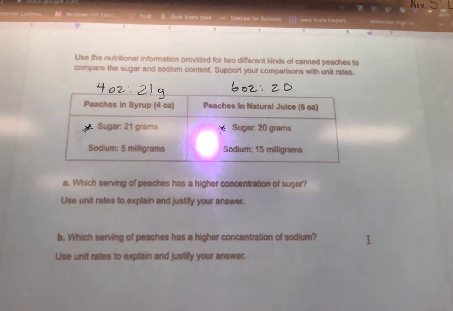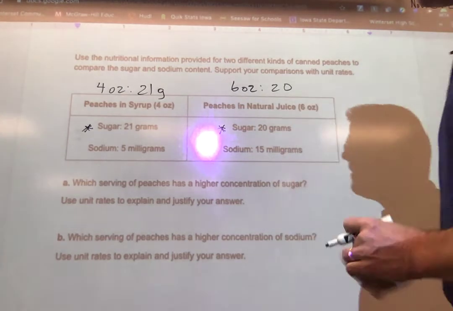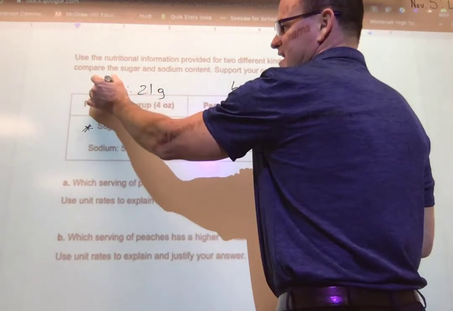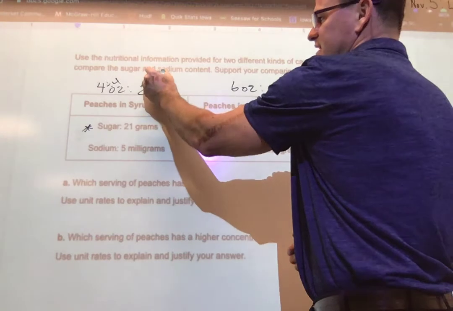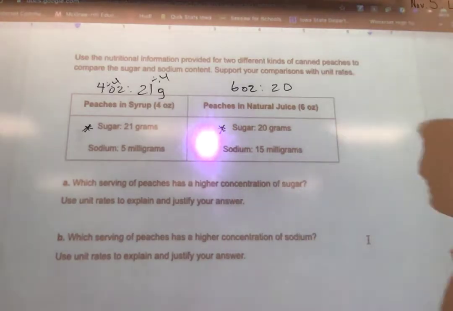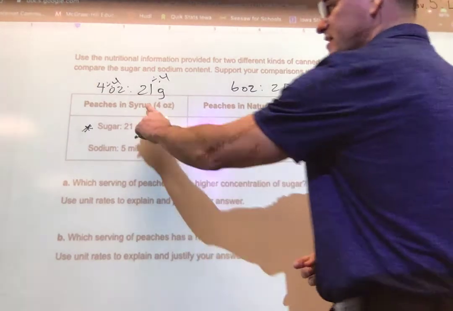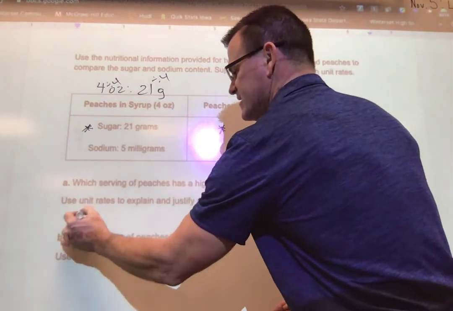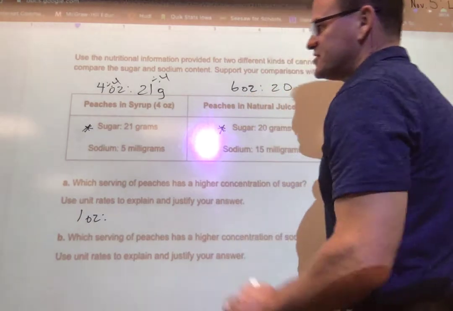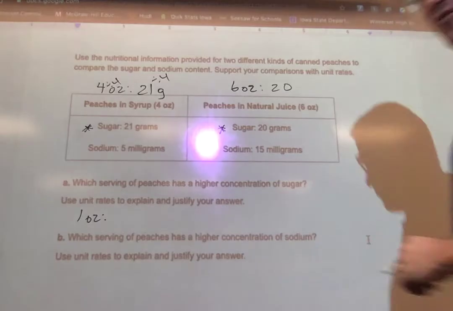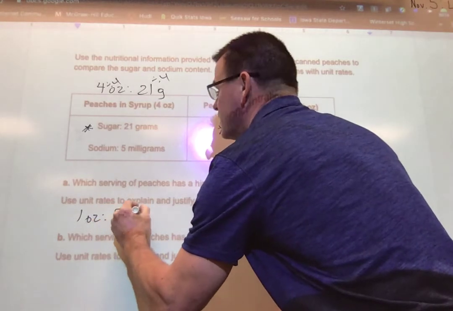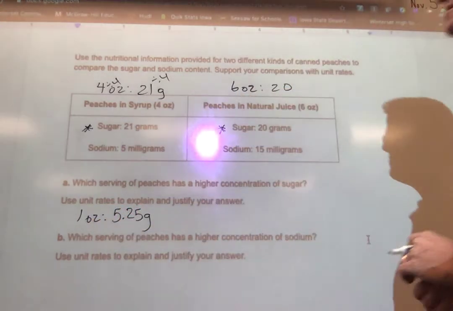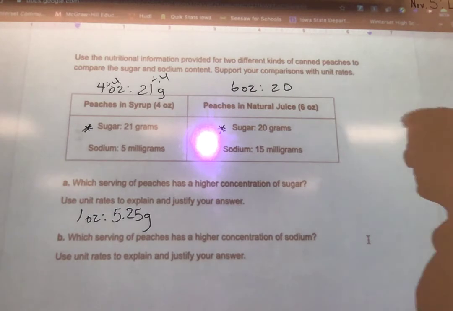To double check for sure, I can get it down to 1 ounce. To get this down to 1 ounce, I need to divide by 4, and then I must divide this by 4 as well. That'll break it down to how much sugar is in 1 ounce. So if I'm looking at peaches and syrup, I'll write the answer down here. For 1 ounce of sugar, if I take 21 divided by 4, I'll get 5.25, or 5 1/4. So every ounce has 5.25 grams of sugar.